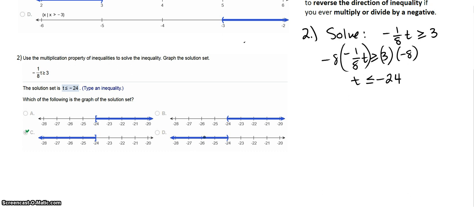Now, the difference between C and D is C, if it was just plain less than, the answer would have been D because the negative 24 would not be included, but now it's a less than or equal to, so it's a bracket. So we use a bracket one way or the other when it is a less than or equal to or greater than or equal to, and we use a parenthesis when it's a less than or greater than. Hope that helps.